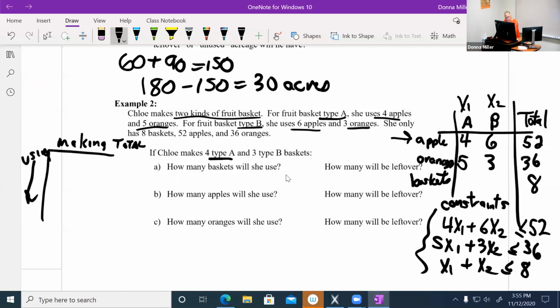So if I do 4 of type A and 3 of type B, I want to know baskets. I did 4 baskets for A and 3 baskets for B. So she's going to use 7 baskets, but she had 8 available, so she's going to have 1 left over. Okay, is that all right?